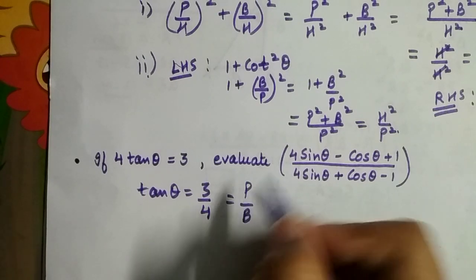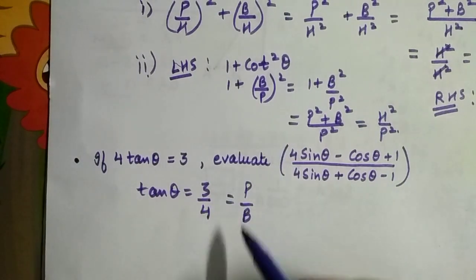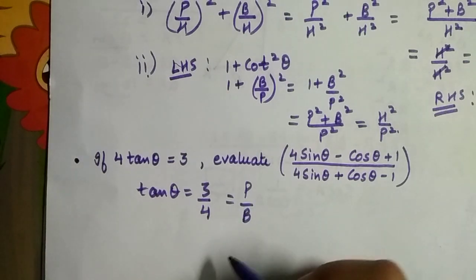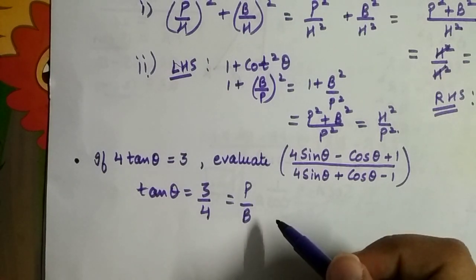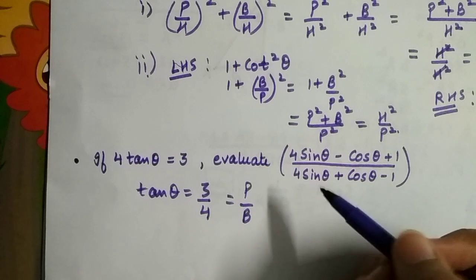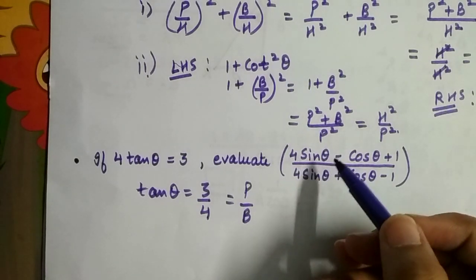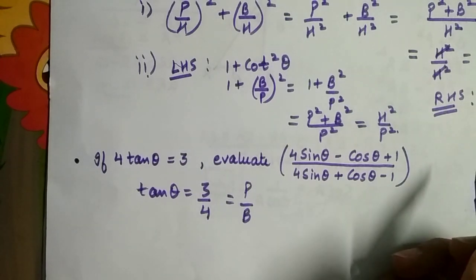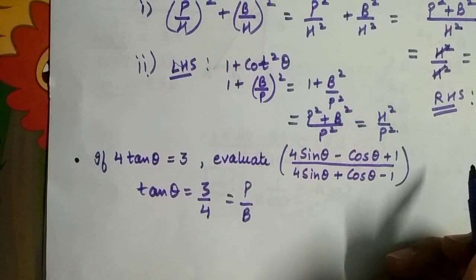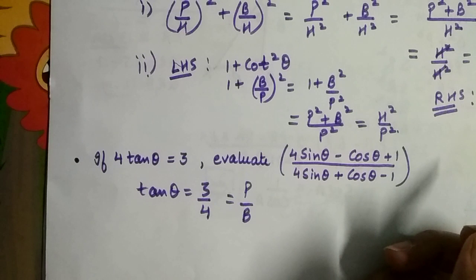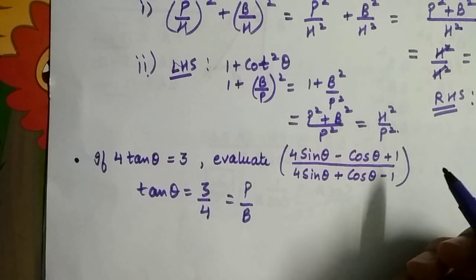Then you need to evaluate this, because if you find the value of all the sides of the triangle, then you can easily find sin theta and cos theta, and then you put the values of sin theta and cos theta and you will get the answer. So this question is simple. I am not solving it because we have already done this type of question earlier. So you try it yourself and you will definitely be able to solve it.